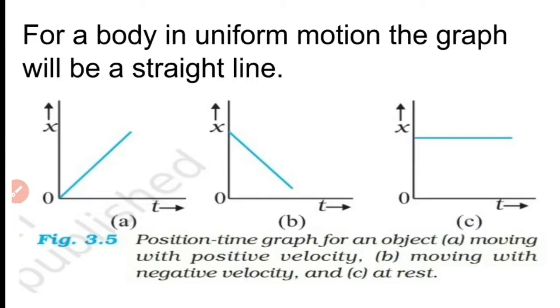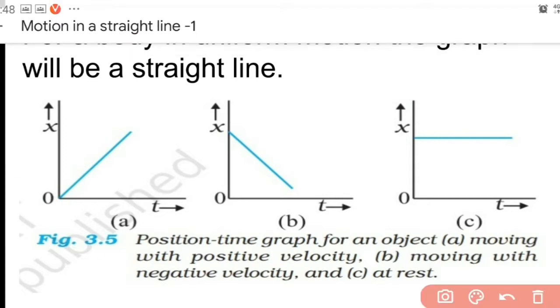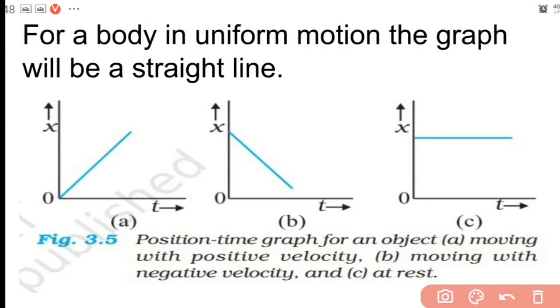Here we have the three graphs. Position-time graphs for a body in uniform motion. All the three graphs are straight-line graphs. Let's discuss what type of motion, or what conclusions, you can make from the graphs. All three graphs represent uniform motion, we can say.